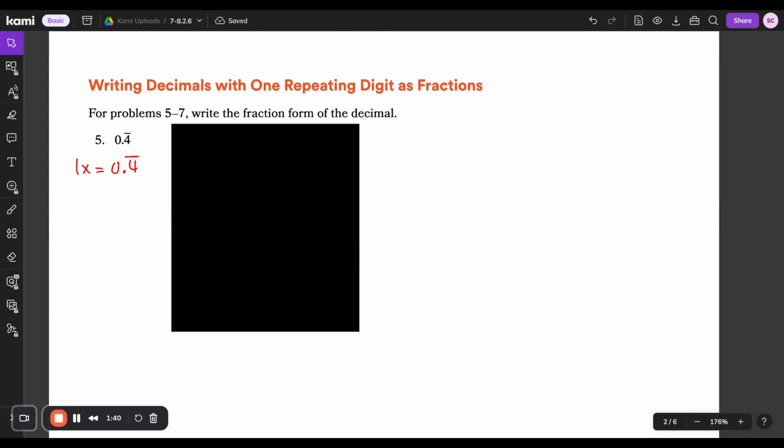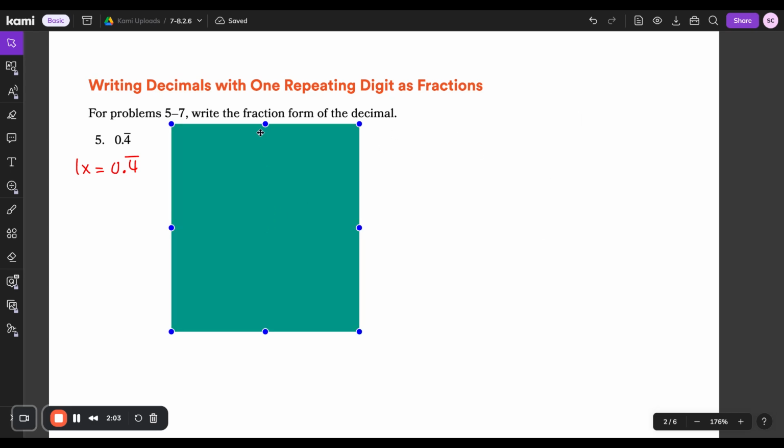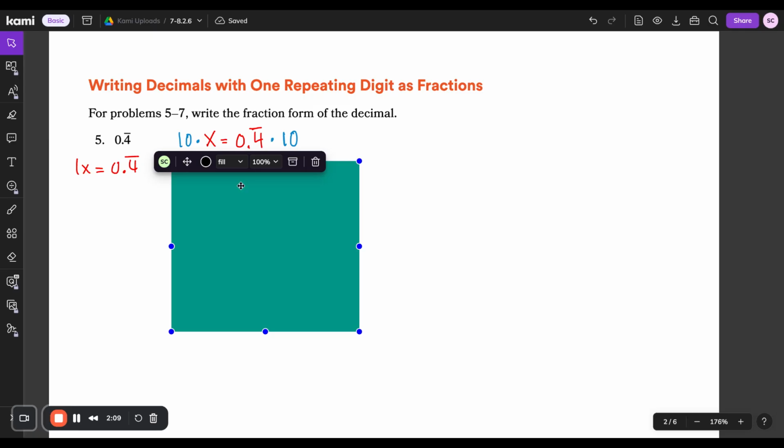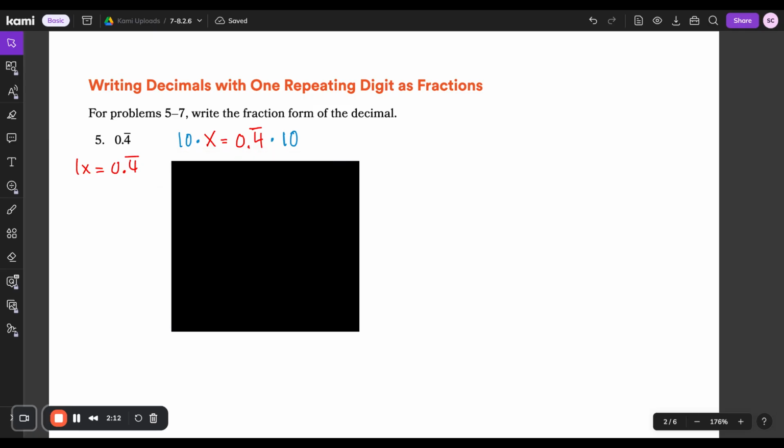So for this first one, since we have 0 and 4/10 repeating, we are going to say that x, or 1x, is equal to 0 and 4/10 repeating. Now, since this is in the tenths place, to help us start visualizing how to write this as a fraction, we are going to multiply both parts of our expression by 10. So the x that we have is going to be 10 times x, and the 4/10 repeating that we have is going to be 4/10 repeating times 10.